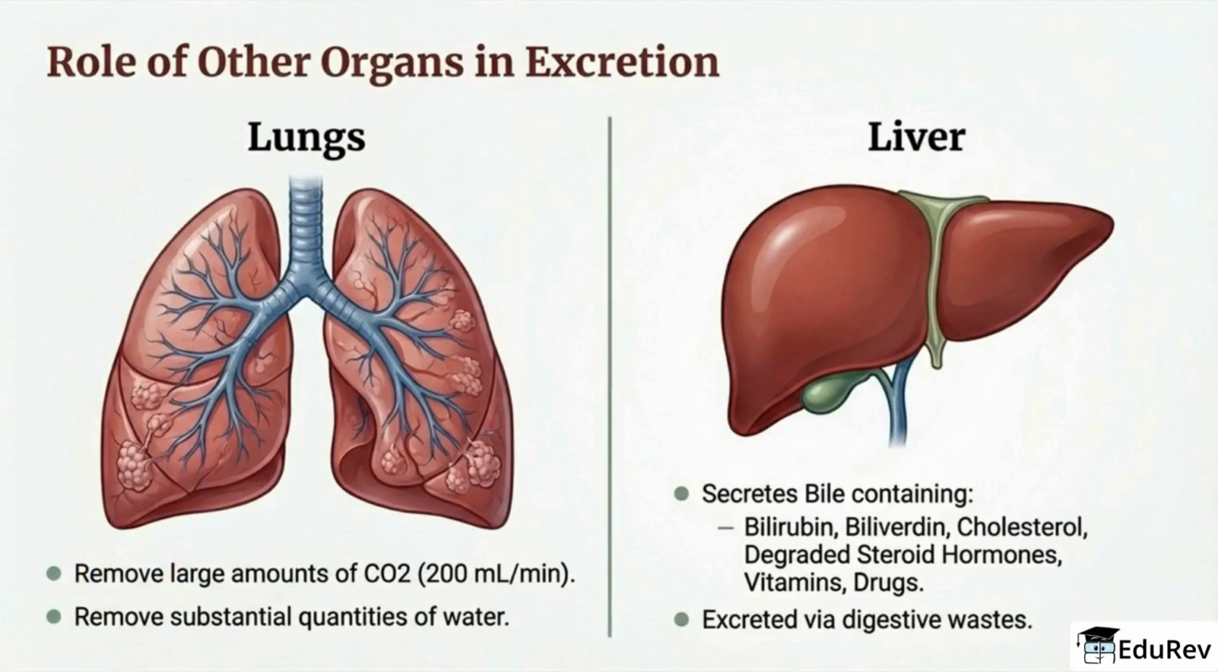Other organs play important supporting roles in excretion. The lungs remove large amounts of carbon dioxide and also expel water vapor. The liver metabolizes many substances and secretes bile that carries waste products like bilirubin and excess cholesterol into the digestive tract for elimination. Together, these organs reduce the burden on the kidneys.